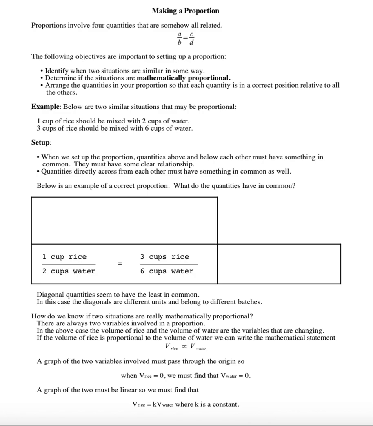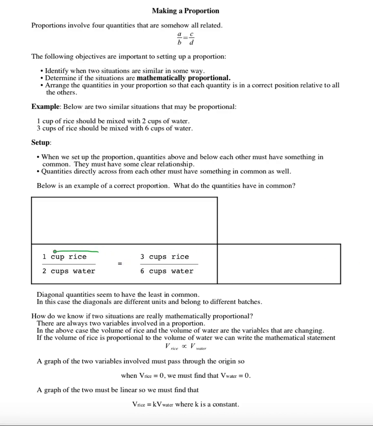These quantities are all placed into a correct proportion in the figure. So when we set up a proportion, the quantities that are above and below each other have to have something in common. They must have some clear relationship. And also, quantities which are directly across from each other have to have something in common as well. Let's look at all the combinations of the different quantities and see what they actually have in common, and we'll see why this proportion is valid.